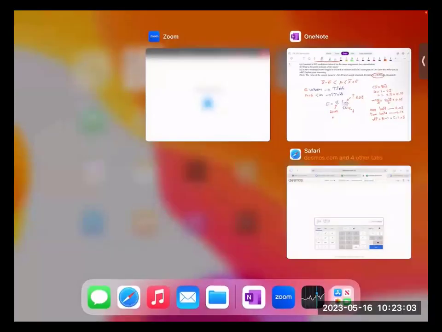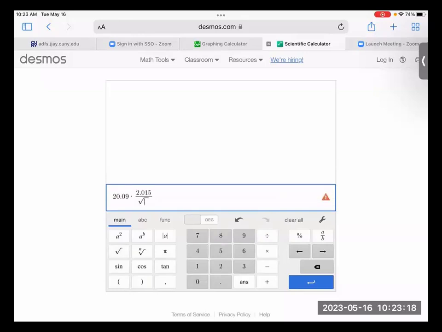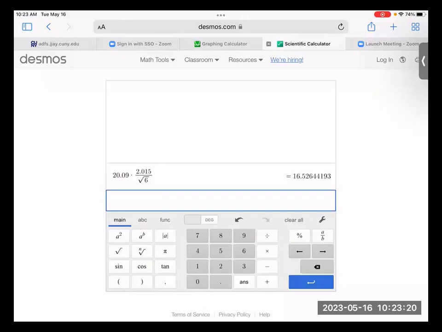You got it? No? Okay, let's see. What we said is 20 point what, guys? 20.09. We're going to multiply it by 2.015 and divide by the square root of 6. That's 16.256.